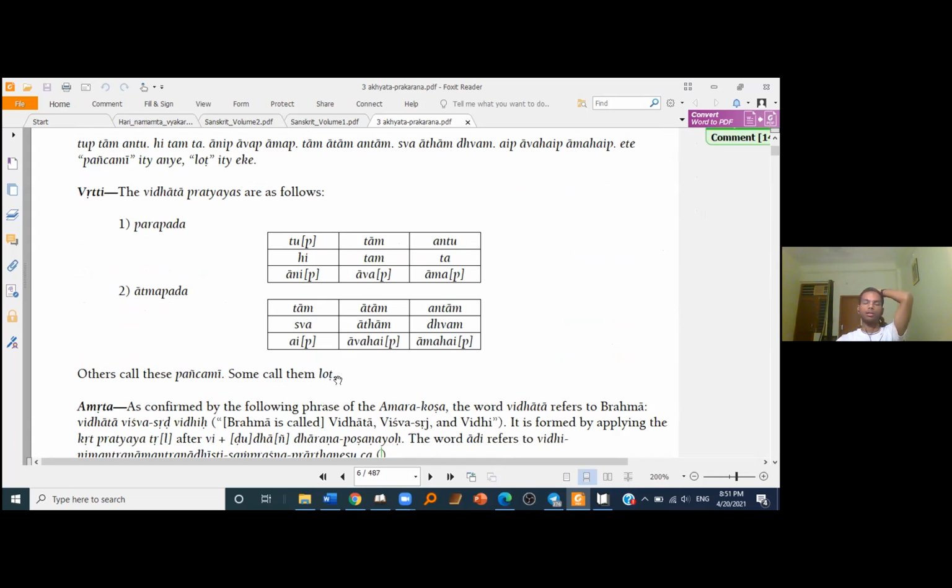Lot lakara, lit lakara, lat lakara, lakara. Why do they say lakara? Anyone? Lakara. I don't know. That is vibhakti. The noun is vibhakti. This one is lakara. That's how I know. What is that?